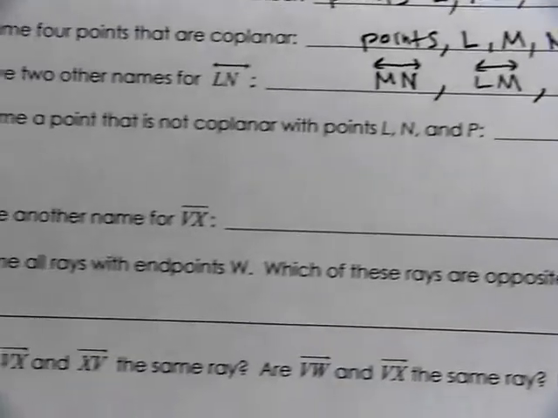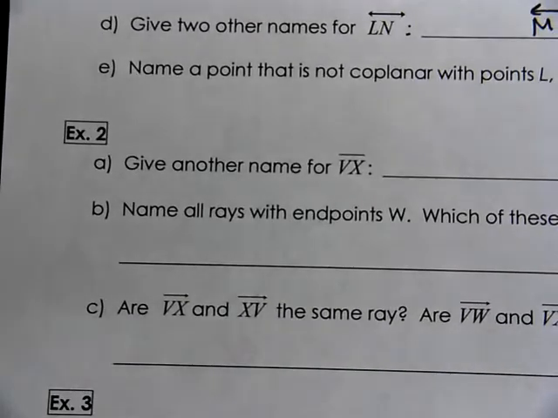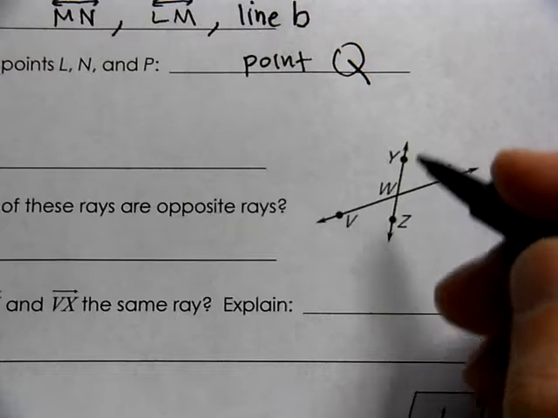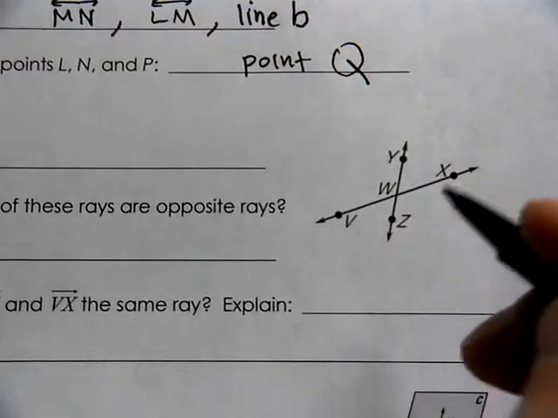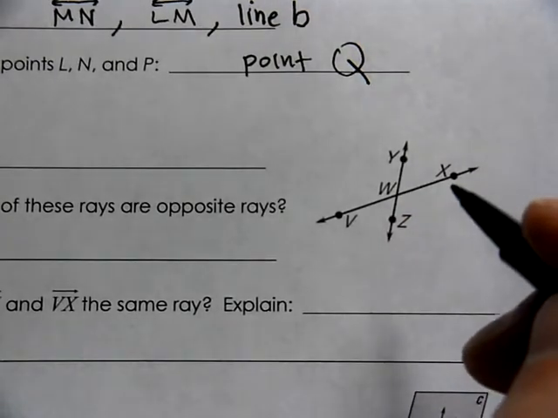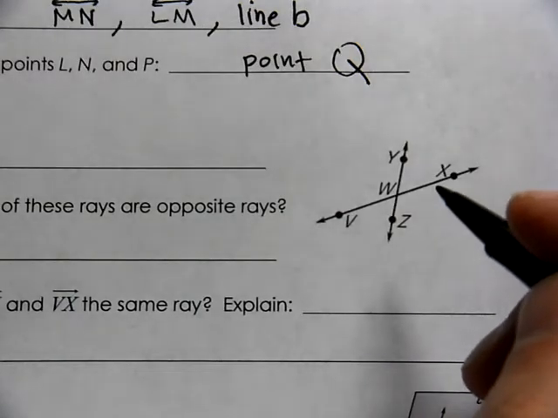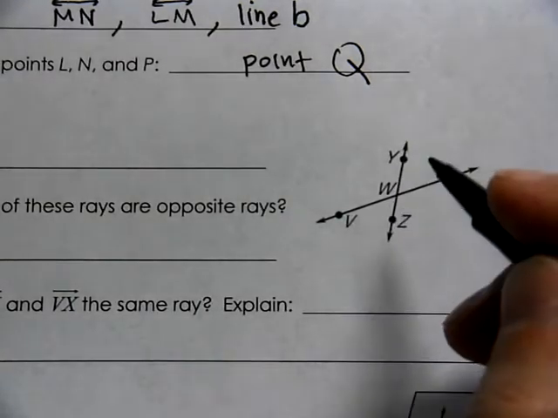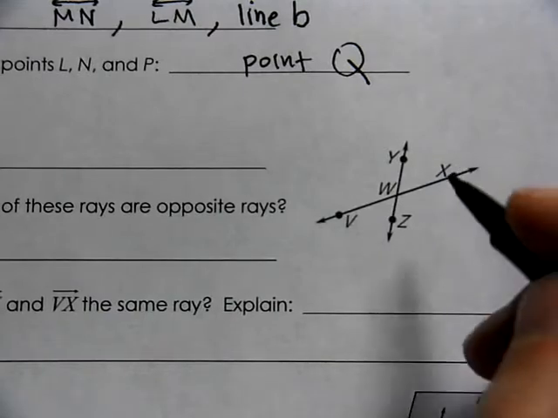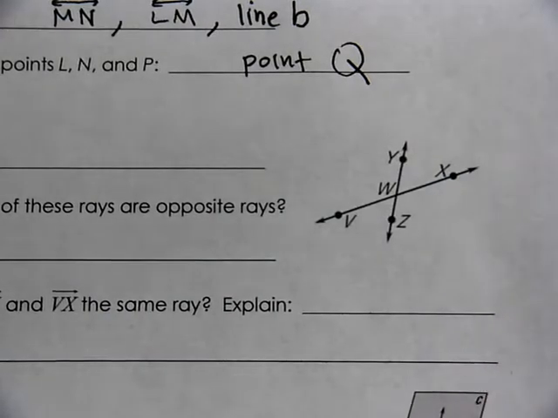Let's take a look at example 2. Example 2, it looks like a simple diagram with just a pair of lines crossing, but this is one of the trickiest problems you'll encounter because we're talking not just about the lines, but about rays. And I find students have a lot of trouble remembering how to name and identify the correct ray.